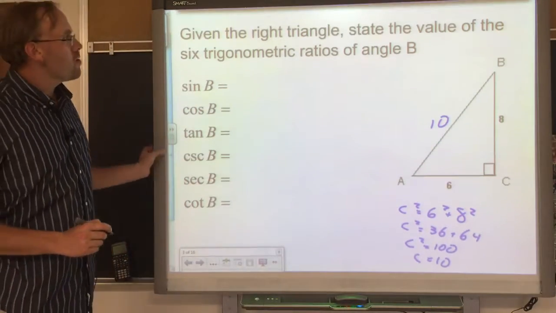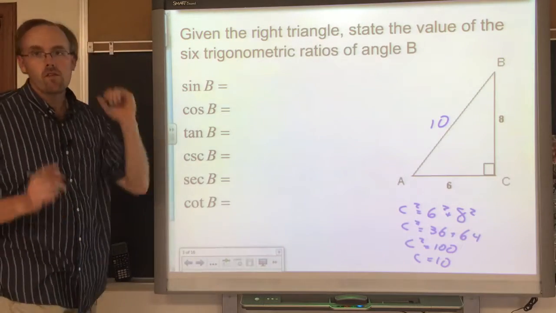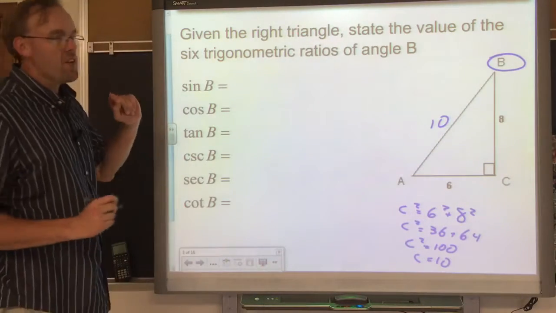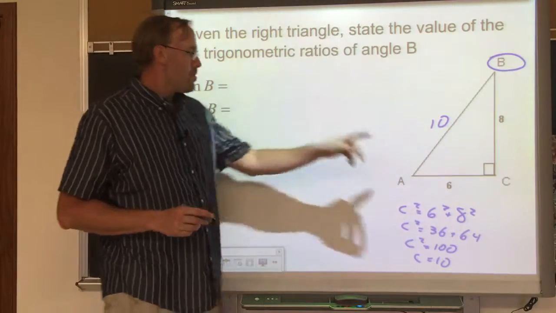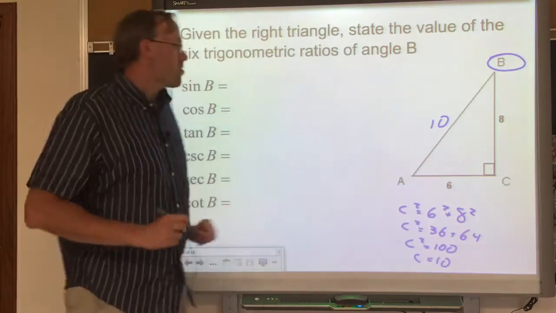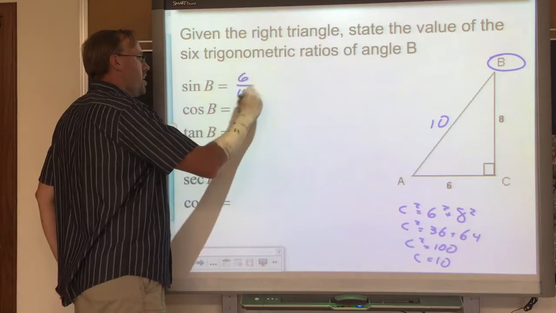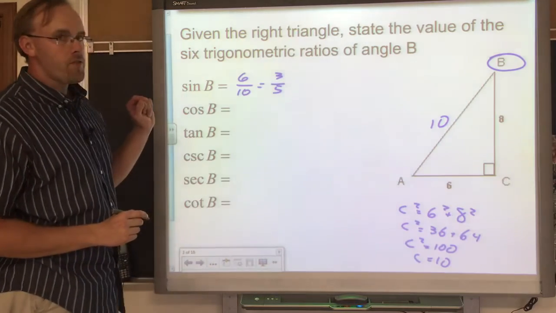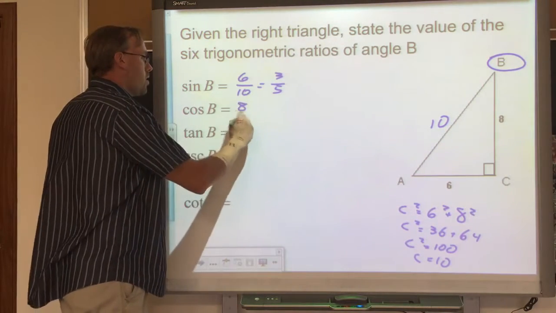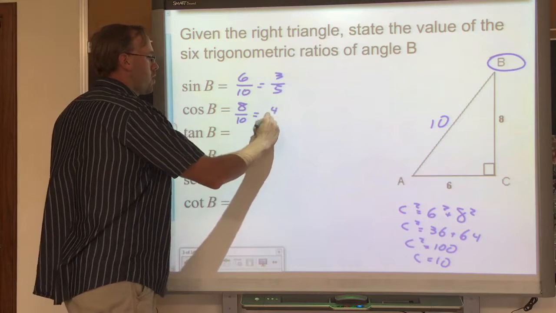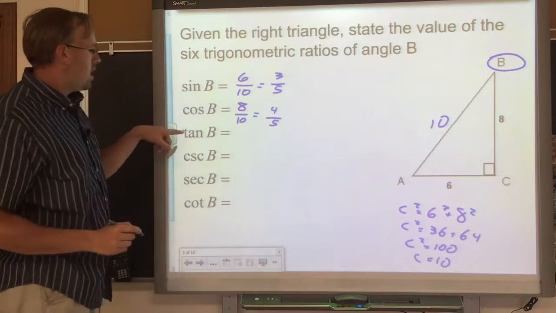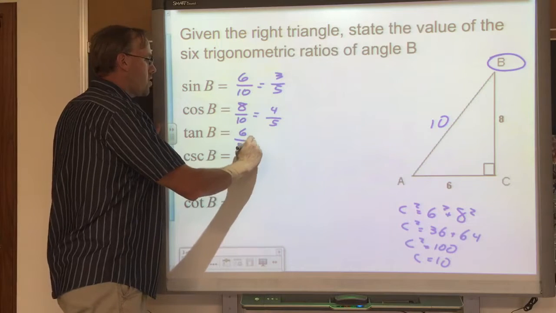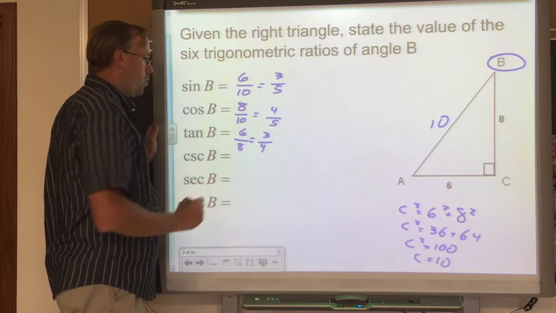Now the important thing to note is that we are using angle B for this triangle. So for sine, sine is opposite over hypotenuse. The side opposite of angle B is 6. So that ratio is 6 over 10, and we'll reduce that to 3/5. For cosine, the adjacent side is 8 over 10, which we will reduce to 4/5. Tangent is opposite, that's 6, over adjacent, that's 8, which will reduce to 3/4.